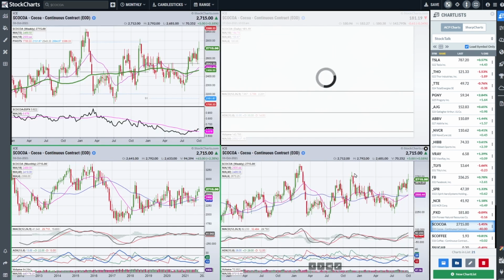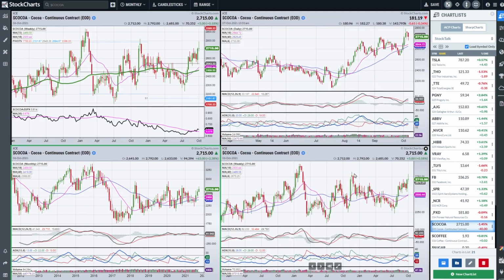Got a request to go through a few of these, cocoa and coffee and sugar, so I want to do that. Look at the monthly chart just working sideways on cocoa. It's actually hovering at the 0 line on the monthly chart. We got above 0 and it's just been hovering or working sideways.